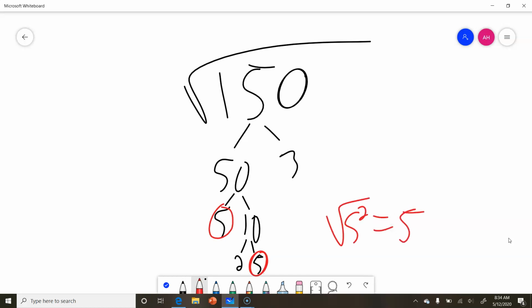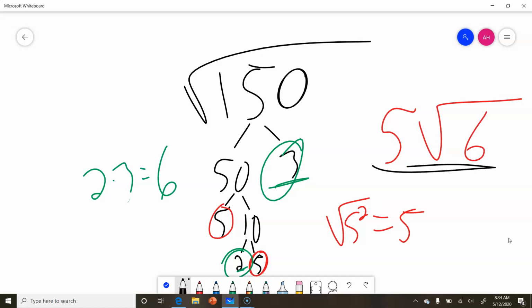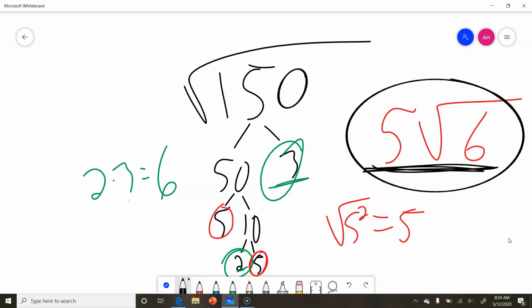So on the outside, I'm going to have 5, and then what am I going to have on the inside? Well, what do I have left? A 2 and a 3. They're not matching, so I do 2 times 3, which is 6. So on the inside, I'm going to have 6, and there's my final answer: 5 times the square root of 6. Okay, so that's what you do in a multiplication when it's simpler.